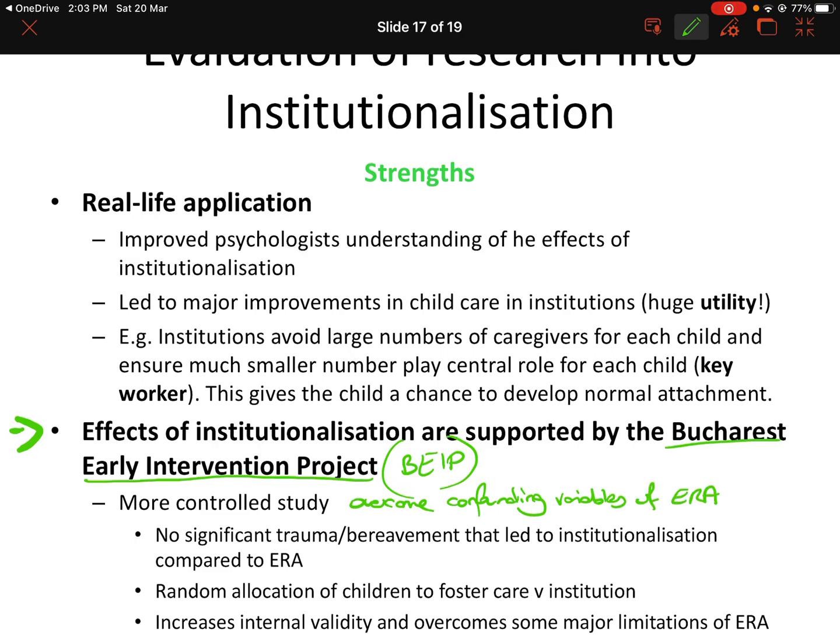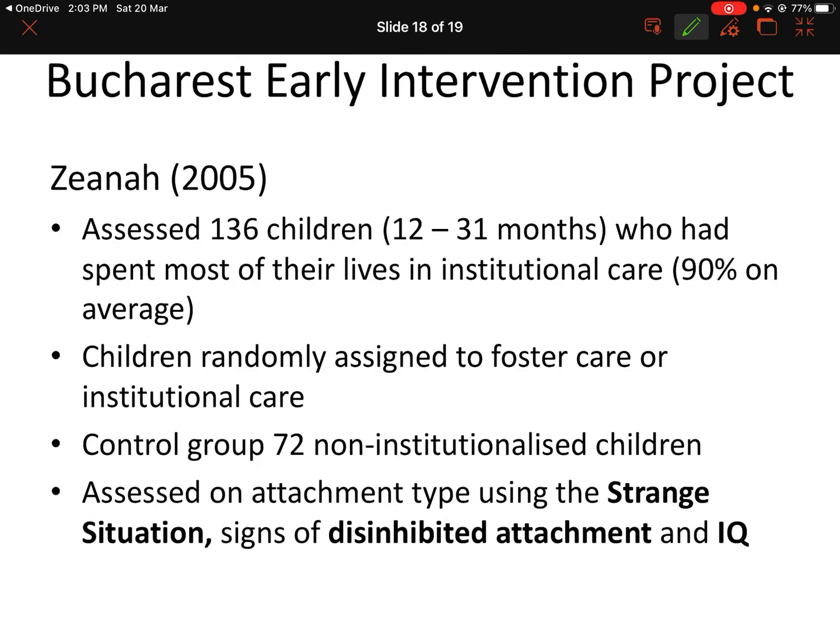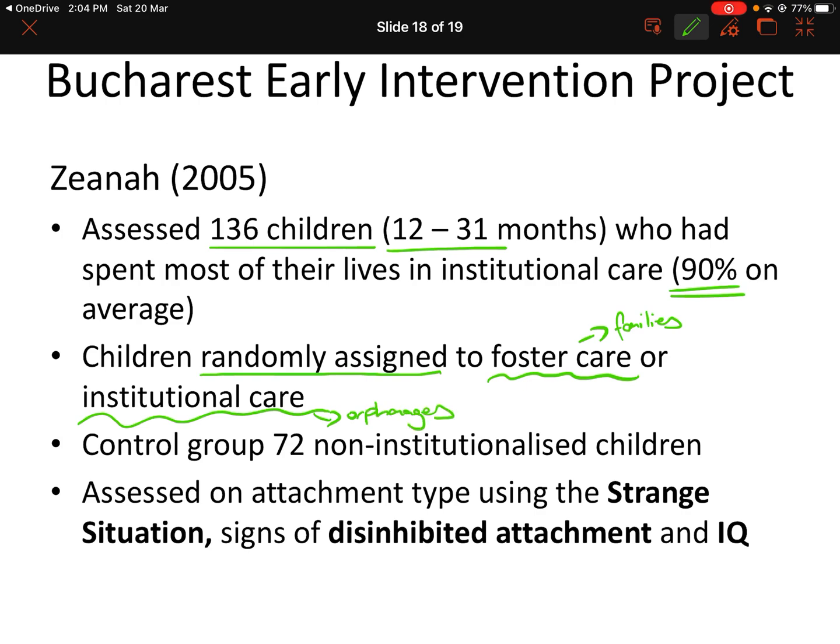So I just want to skip forward to have a look at this study in a little bit more detail. So in this research, there were 136 children who were 12 to 31 months old, who had spent most of their lives in institutionalised care. So on average, the children had spent 90% of their lives in some sort of orphanage or institution. And in this study, the children were randomly assigned to either a foster care group or an institutionalised care group. So in the foster care group, they were then put temporarily with families, and in institutionalised care, they remained in orphanages. They had then a control group of 72 non-institutionalised children.